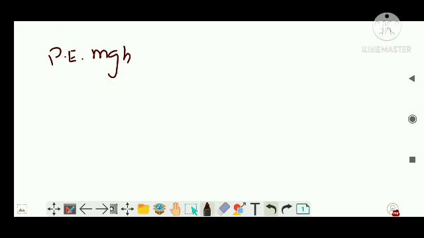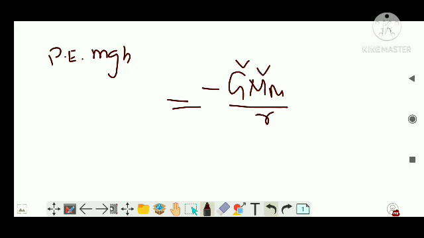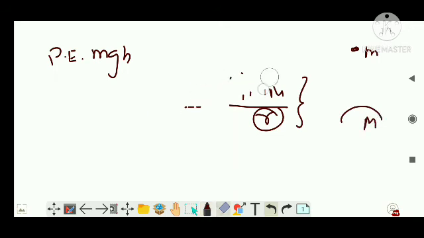If you study in what you will study later on, it is actually minus GM by r in the gravitation chapter, where G is the gravitational constant, M is the mass of Earth, small m is the body where it is placed, and r is the distance between them. So the potential energy difference between the small mass and Earth, which is having mass, is this equation. You will learn later on, right?